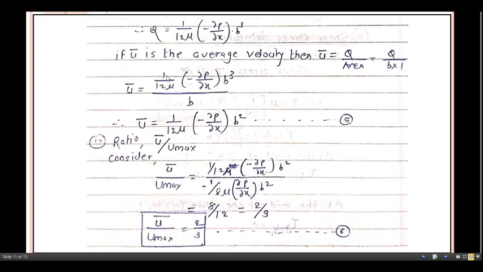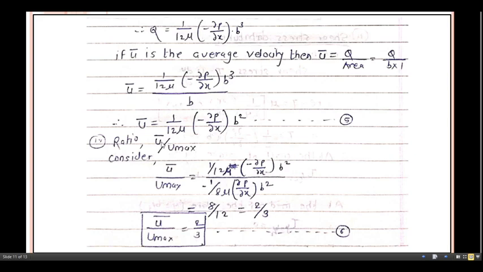Q we already have: 1 upon 12 mu, minus dP by dx, multiplied by b cube, divided by the area. The area is nothing but b multiplied by 1, so b cube divided by b gives b square. In this way I can get the average velocity, that is u bar equals 1 upon 12 mu into minus dP by dx into b square. Give this the next equation number.